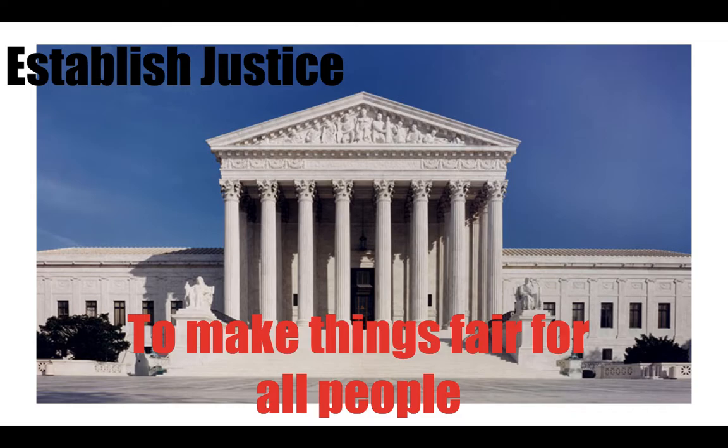Under the Articles of Confederation, there was no national or federal court system. Every state had its own court system. The new Constitution created a judicial branch at the federal level.